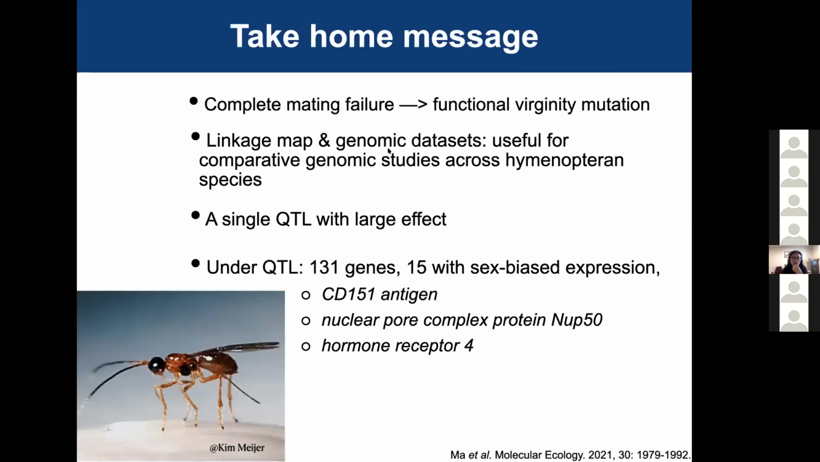Just the take-home message for this talk. We found that perhaps complete mating failure leads to female functional virginity in the asexual species. We also constructed a genetic linkage map for the asexual species and various genomic resources, which will hopefully be useful for other comparative genomic studies across Hymenoptera species. We found that this trait has a single huge QTL with large phenotypic effects, and under the QTL we found up to 131 candidate genes. 15 of them show sex-biased gene expression, and 3 of them are perhaps the most interesting genes, which will be followed up with molecular functional studies.